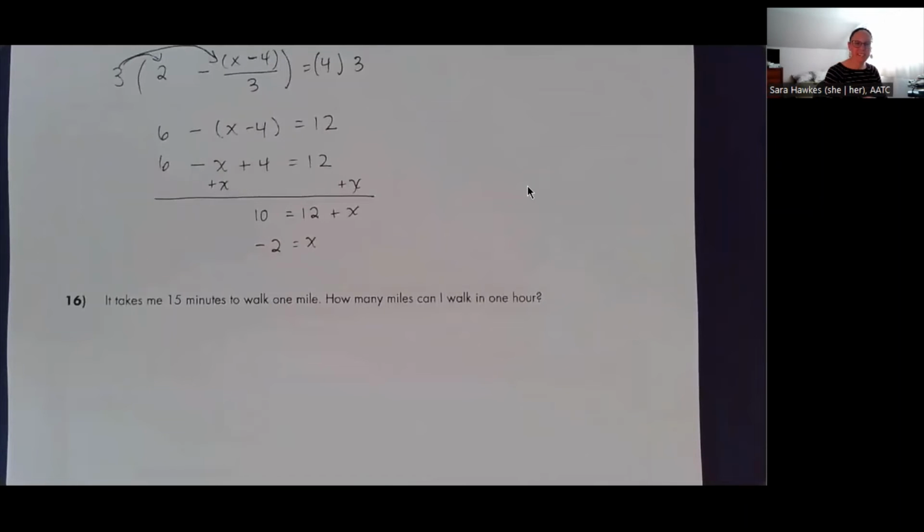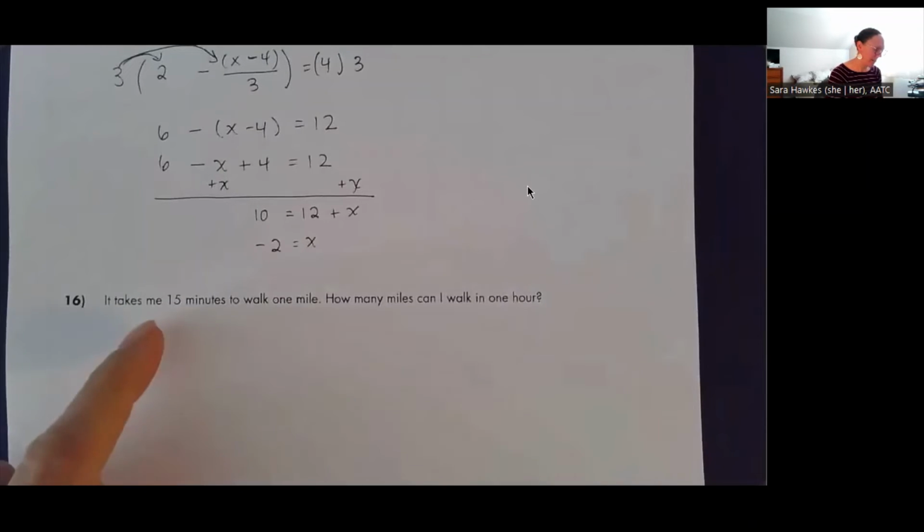Taking a look at number 16 here, it takes me 15 minutes to walk 1 mile. How many miles can I walk in 1 hour? There are a lot of different ways to do this, and you might just think in your head, hey, 15 minutes is 1/4 of an hour. That means I should be able to walk 4 miles. Totally fine if you want to just think about doing that in your head. I'm going to write it out as a ratio.